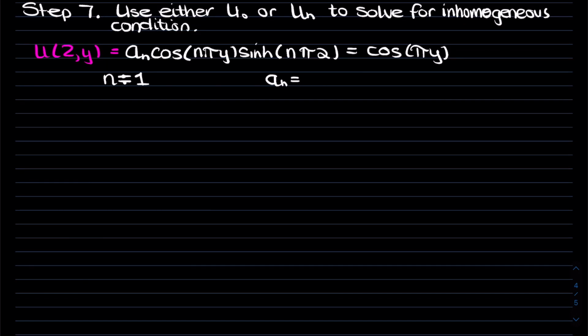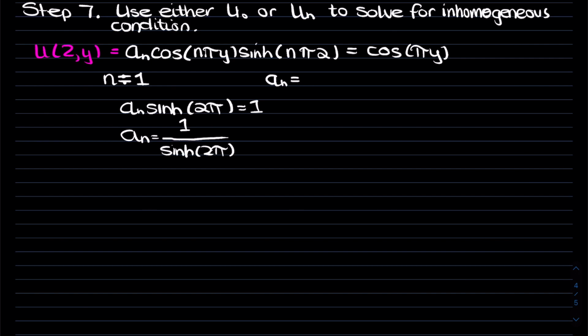And then to solve for our A_n, if n equals 1, then our cosines match and we can divide by the cosines. So we end up with A_n hyperbolic sine 2 pi equals 1. And then just solving for A_n, we just get 1 over hyperbolic sine of 2 pi. So that's a constant, so we're all good and we don't need to rewrite our U_n. So we've got that.